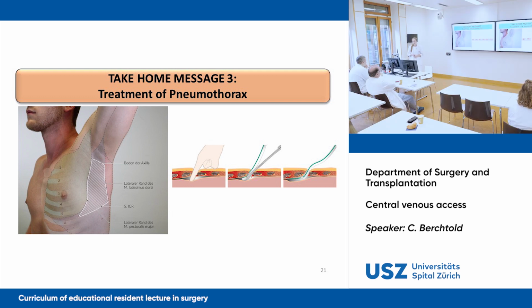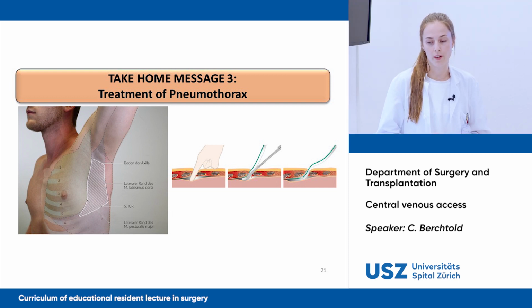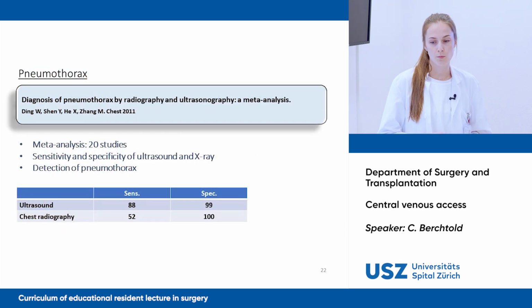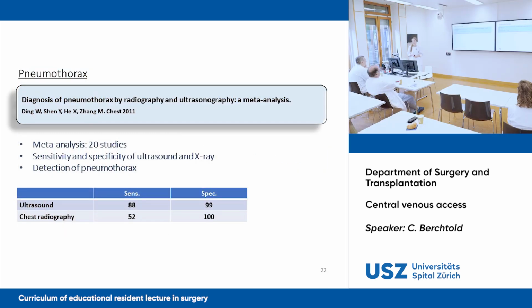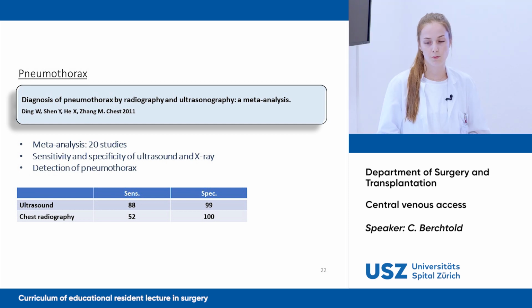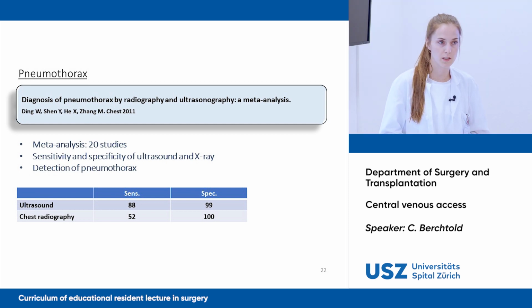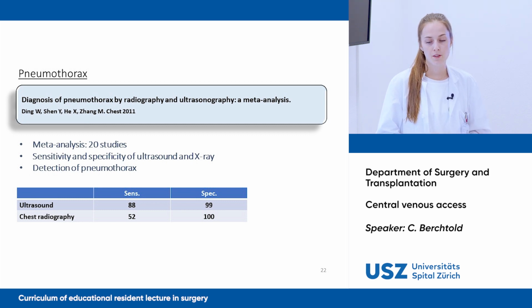With the Seldinger technique coming up more and more, and also the ultrasound-guided placement of these catheters, we have to ask ourselves, would it be more reasonable to use ultrasound as a diagnostic tool for diagnosing pneumothorax? I found this study by Ding, published in 2011, a meta-analysis of 20 studies, which looked at the sensitivity and specificity of ultrasound and X-ray for the detection of pneumothorax. It found that the sensitivity for ultrasound is 88%, whereas with chest radiography it is only 52%, and the specificity is about 100% for both.